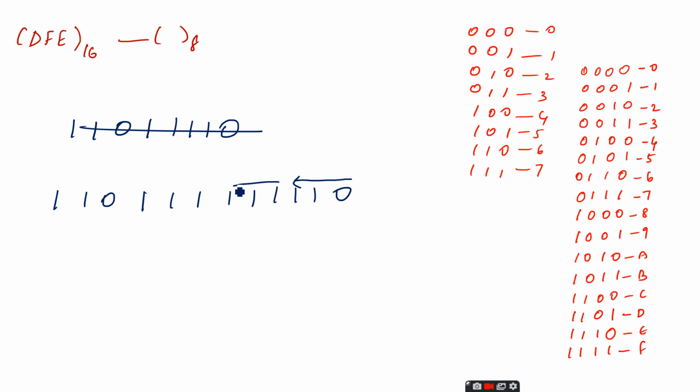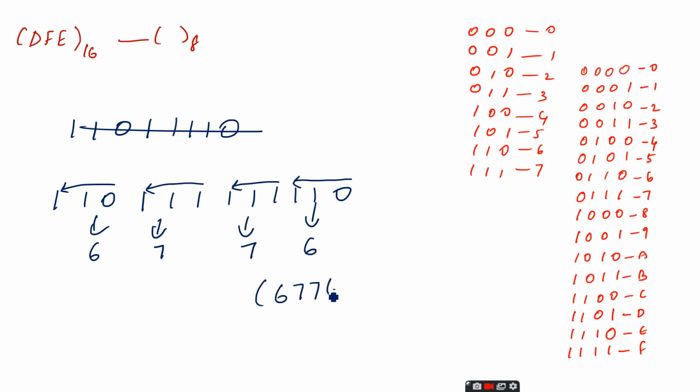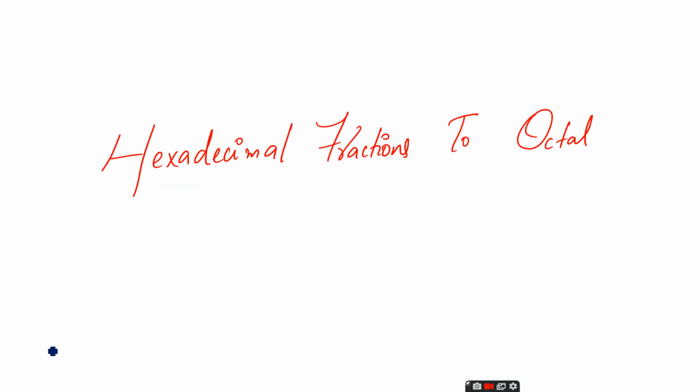Now 110, first group of 3. This is the second group of 3 bits. This is the third group of 3 bits. And this is the fourth group of 3 bits. 110, it stands for 6. 111, it stands for 7. It is also 7 and it is 6. So the answer is 6776 base 8. This is the answer. Now we can learn how to convert hexadecimal fractions to octal.